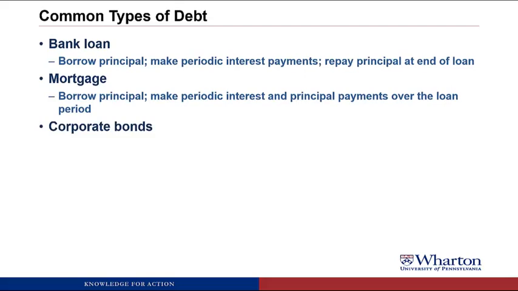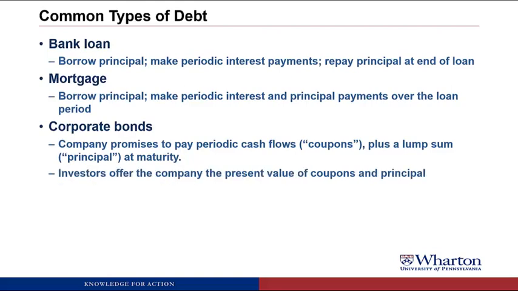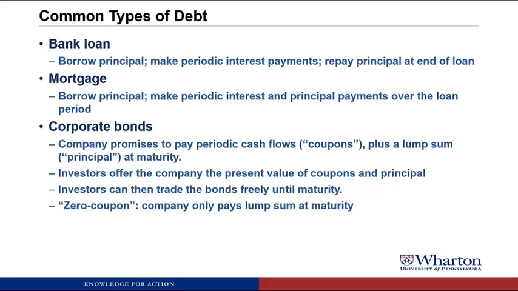And then we'll talk about corporate bonds. Corporate bonds are where a company promises to pay periodic cash flows, which we're going to call coupons, plus a lump sum at maturity, which we're going to call the principal. What the company does is offer these to the public, and then investors offer to pay the company the present value of the coupons and the principal. So that's how much cash the company raises from issuing the bond. Investors can then sell the bond to other people freely until the maturity of the bond. And there's a special case called the zero coupon bond, where the coupon payment is zero, so there's no periodic cash flows, but you just pay back a lump sum at maturity. So you borrow now, and then you pay back at maturity.